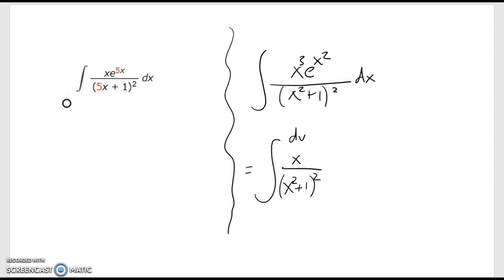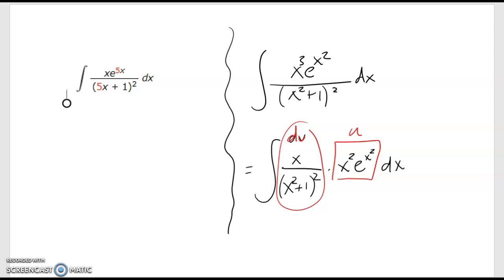And that leaves me with what? Well, that leaves me with an x squared e to the x squared, and this is what I'm going to let be u. And dv would be this guy. All right, so see if that helps with some guidance here. I won't do too much of it for you. du is going to require the product rule, right?